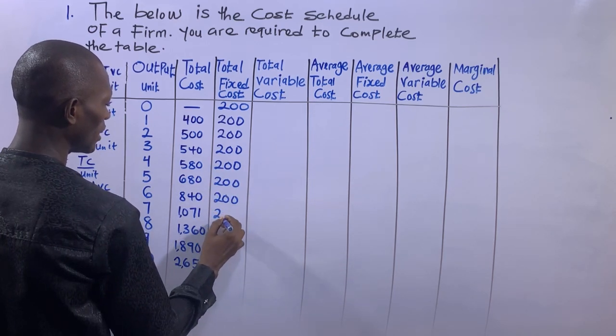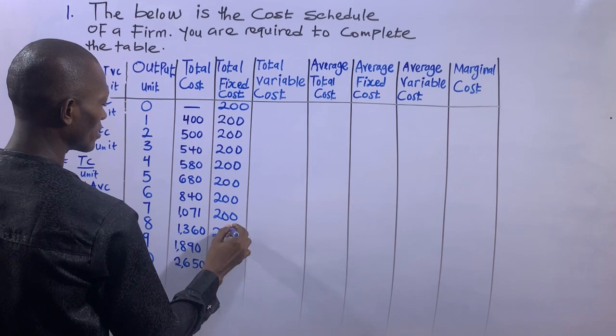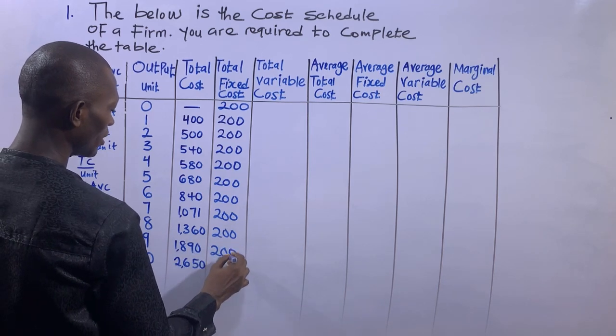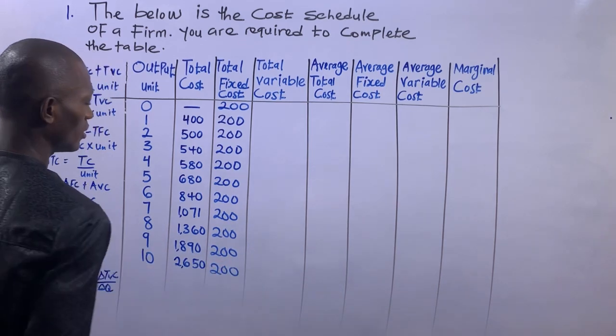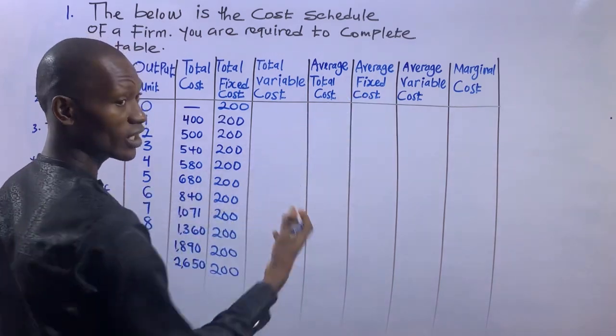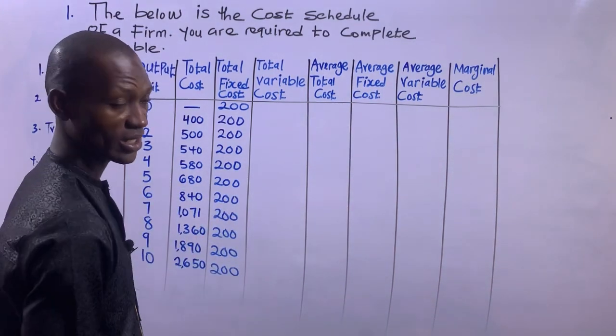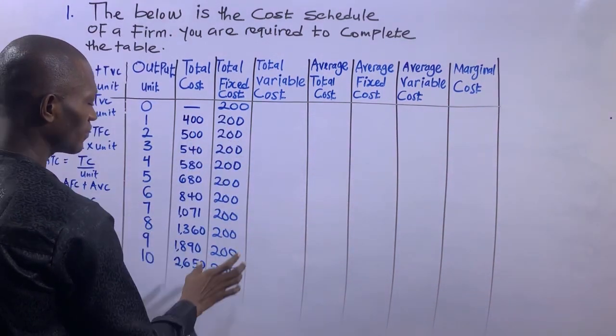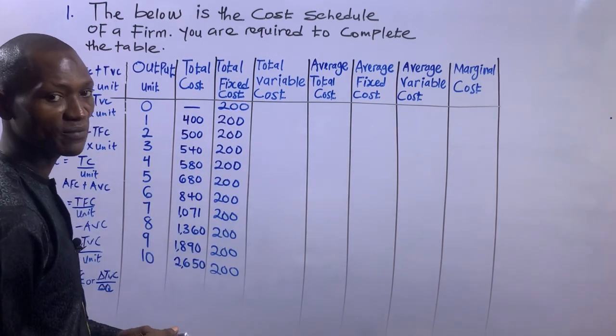So this is what we mean by total fixed cost is constant in total, but varies per unit. It varies per unit of total fixed cost. That's average fixed cost, we are going to get there. So this is our total fixed cost. Then let's determine our total variable cost.